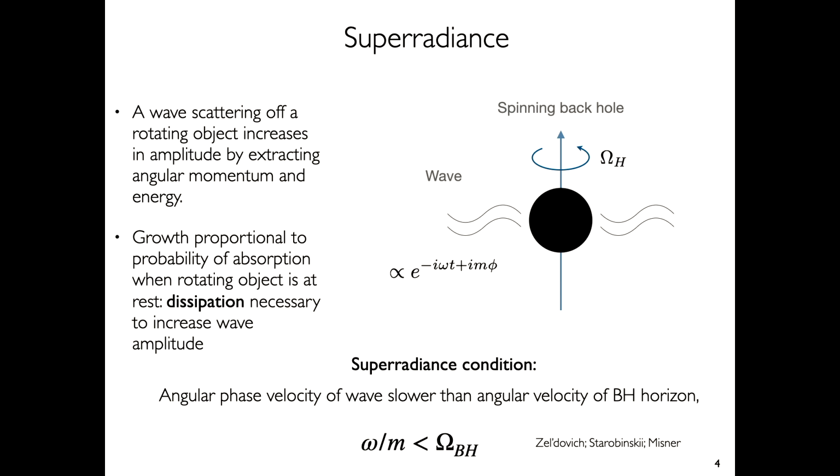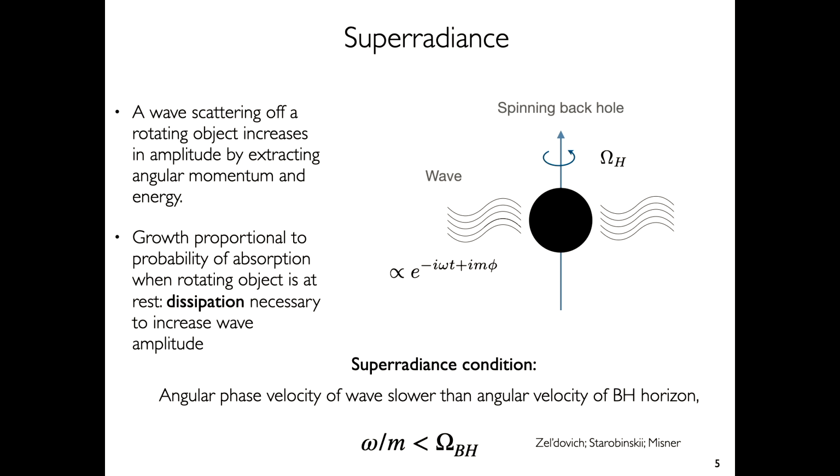I'm sure many of you are familiar, but just a quick overview. Superradiance is a process where a wave scattering off a rotating object can increase in amplitude by extracting angular momentum and energy from the black hole. So if you have a wave that passes by which has some angular phase velocity and the black hole is rotating, then through losing angular momentum, it can amplify the wave under certain conditions. Those conditions are given by the superradiance condition, where the phase velocity of the wave, the energy over its angular number, is smaller than the angular velocity of the horizon of the black hole.